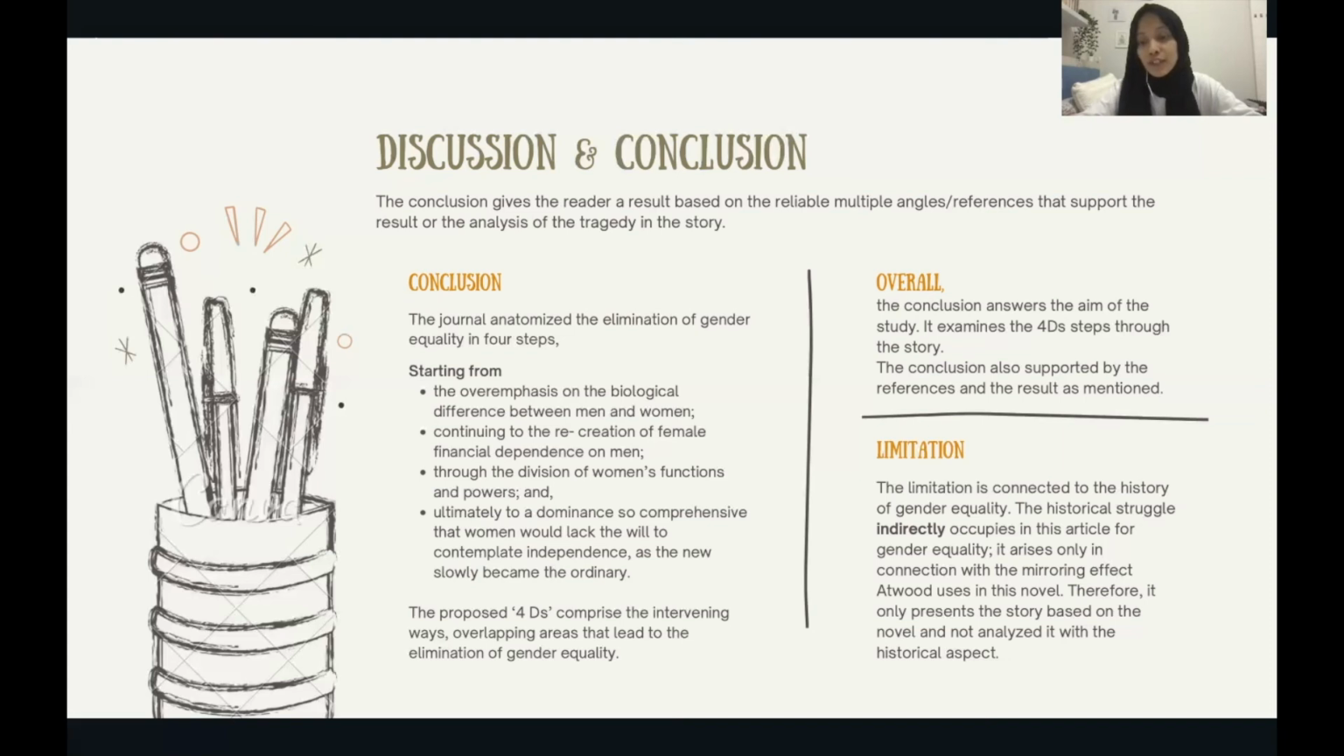It examines these four steps through the story. The conclusion is also supported by the references and the result as mentioned. The limitation in this journal is connected to the history of gender equality. The historical struggle indirectly occupies this article. It arises only in connection with the mirroring effect Atwood uses in this novel. Therefore, it only presents the story based on the novel and does not analyze it with the historical aspect in real life.